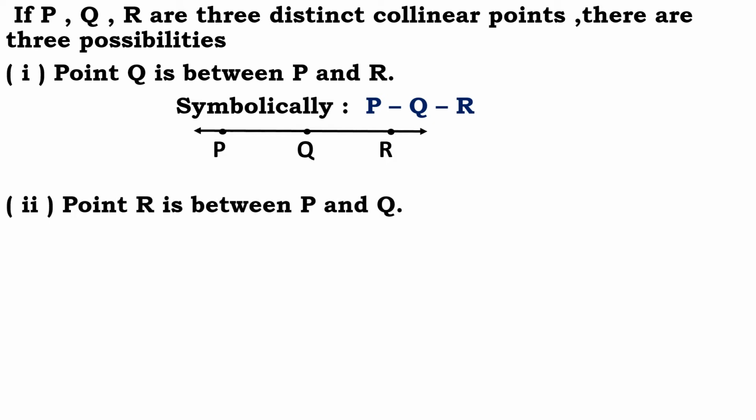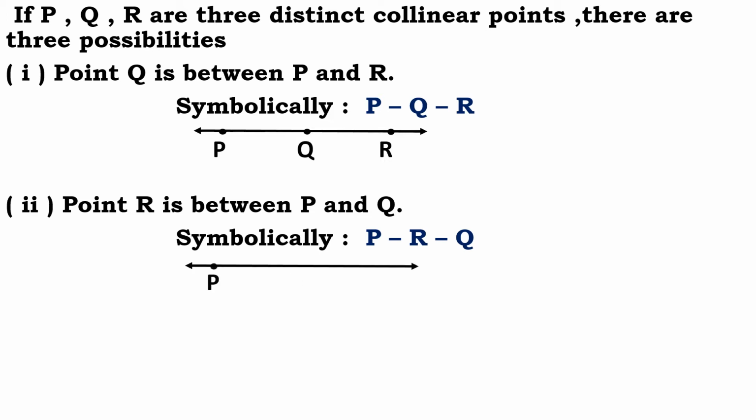Now here we have the second possibility. Point R is between P and Q. Symbolically, we can write this as P dash R dash Q. P dash R dash Q means those 3 points fall on the same line, and R is between P and Q. That means the position of R is fixed. It is between P and Q. You can see this number line over here. Here R is between P and Q, and all three are collinear points.